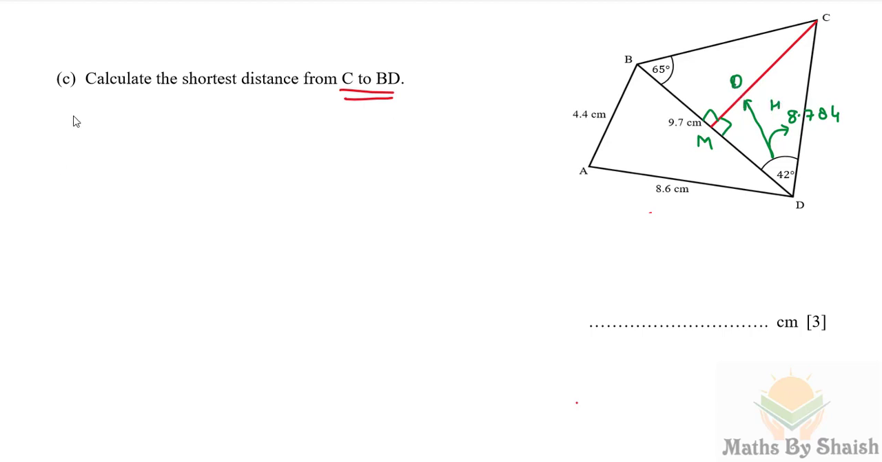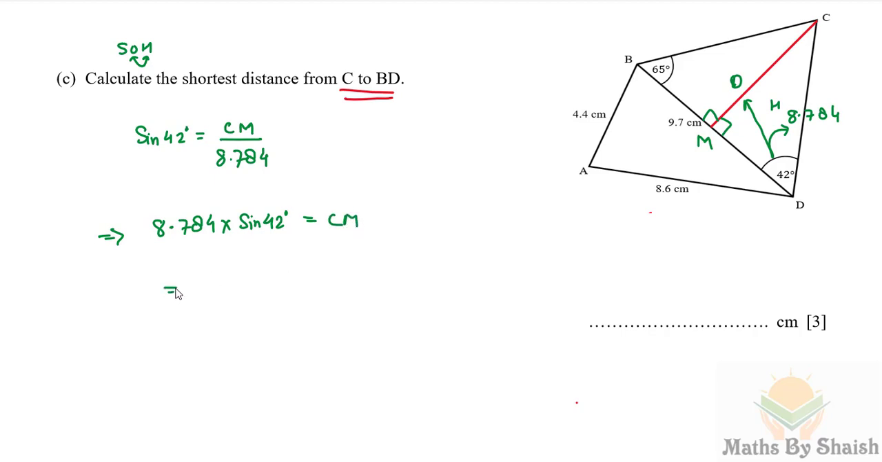We'll use the shortcut method SOHCAHTOA. We can see from SOHCAHTOA it is sine where opposite and hypotenuse are there. So we'll use sine of 42 degree as opposite over hypotenuse. Opposite is, let's say, CM. I'll write CM upon hypotenuse, that is 8.784. By cross multiplying, we'll get 8.784 into sine of 42 degree is going to be CM.